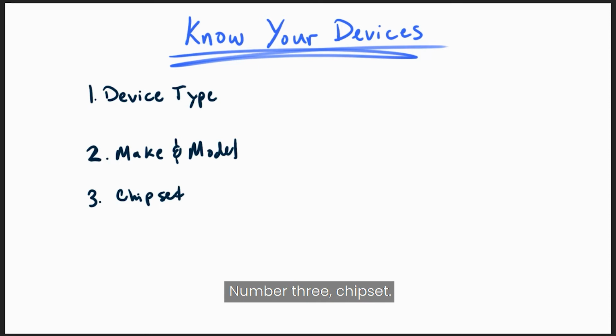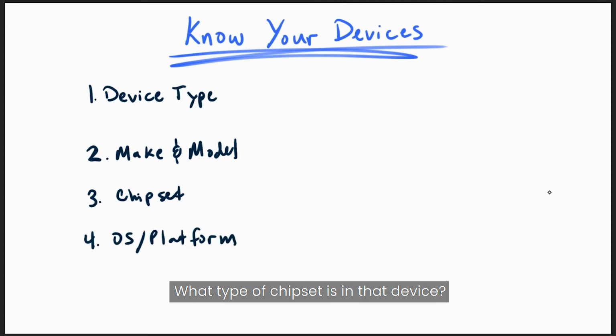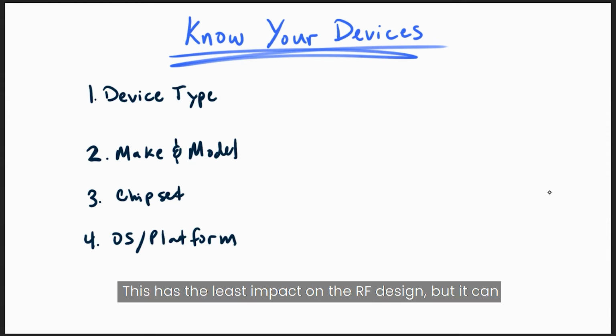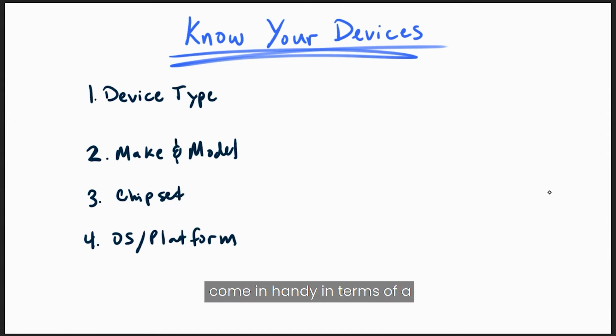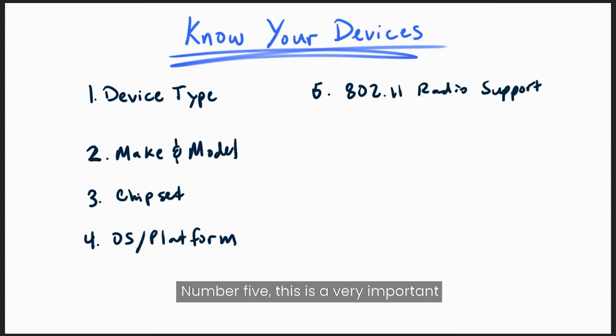Number 3, chipset. Okay, what type of chipset is that device using? Okay, is it Intel? Is it an A14 Bionic? Is it a Snapdragon? What type of chipset is in that device? Okay, number 4, OS or operating system and the platform. Okay, so this has the least impact on the RF design, but it can come in handy as a resource when documenting or understanding any type of known issue, right? It can be a resource tool. All right, so in this case, is it running iOS? Is it Windows, right? So is it Apple? Is it Microsoft, etc.?